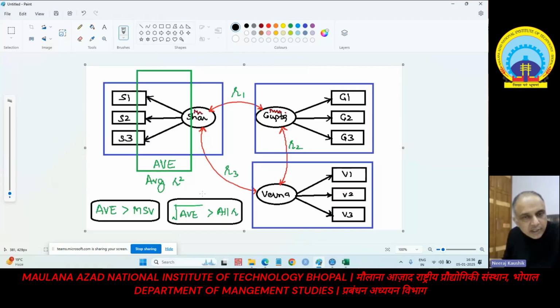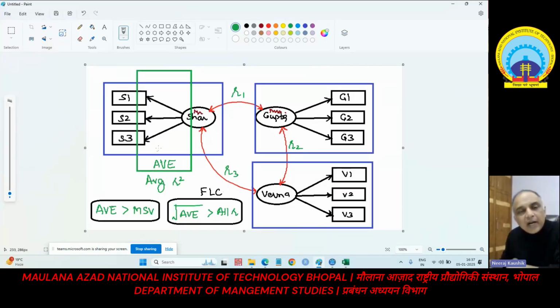This second one is called the Fornell-Larcker criteria. Both are the one and the same thing. It is called the Fornell-Larcker criteria, FLC. If AVE is greater, it means a parent with its kids got a stronger bonding than the parent with the rest of the neighbors.